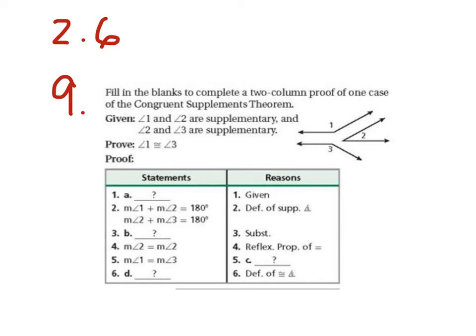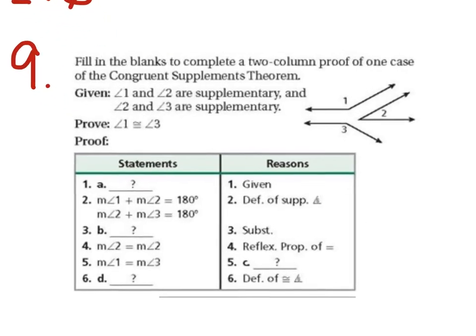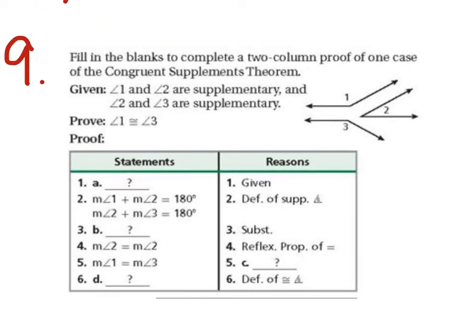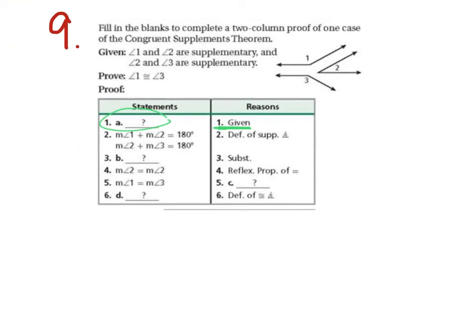So now let's look at 2.6. We have geometric proofs. So let's fill in the blanks to complete the 2-column proof. So we have angle 1. We're given that angle 1 and angle 2 are supplementary, and angle 2 and angle 3 are supplementary. So we're going to write that because our reason's given. So we're just going to write the given into A. So I'll write it down here.